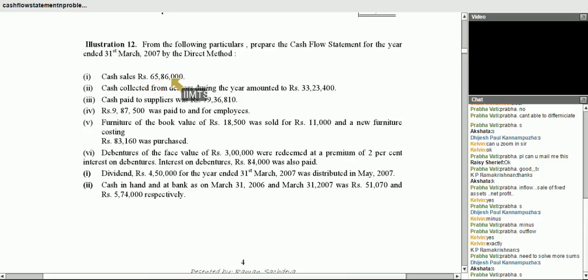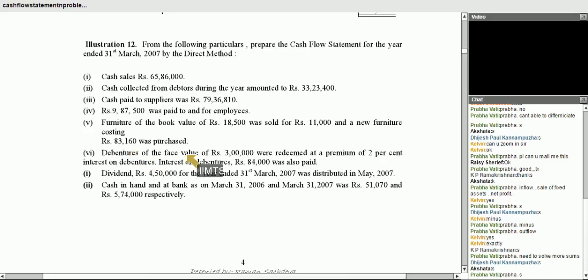Cash sales is rupees 65,86,000. Cash collected from debtors during the year is 33,23,400 rupees. Cash paid to suppliers was 79,36,810 and 9,87,500 was paid to and for employees. Furniture booked for 18,500 was sold for 11,000 and new furniture costing 83,160 was purchased.